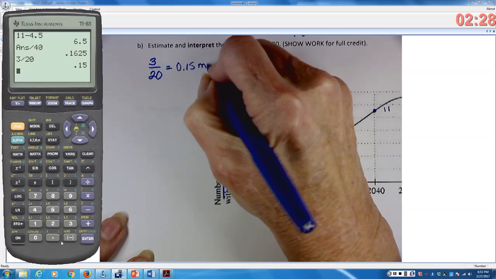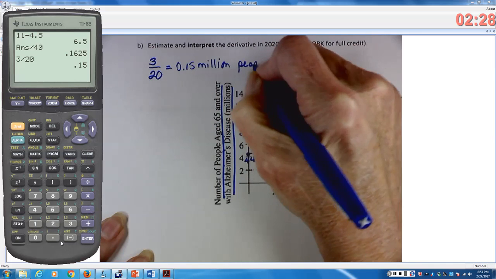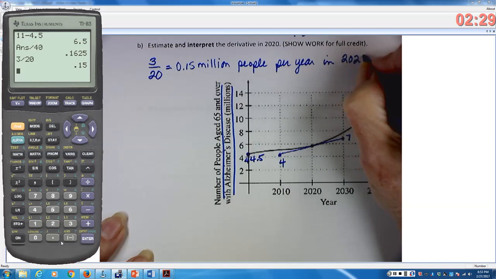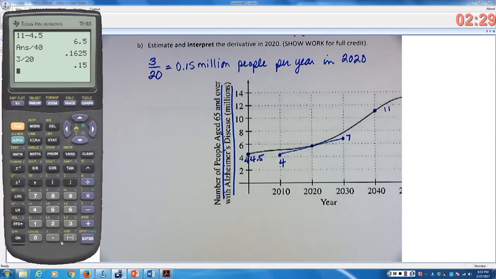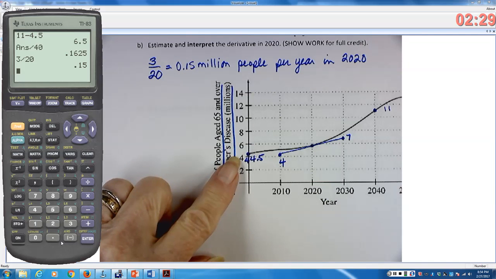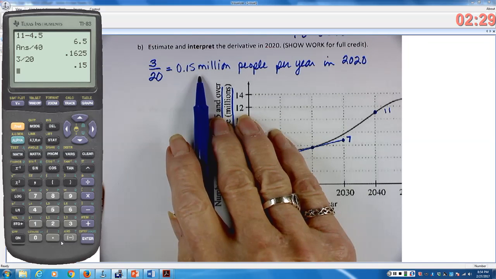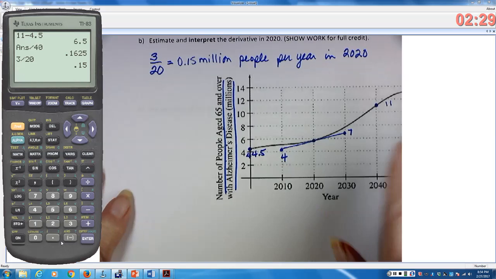And again, there was one on either the test or the practice test. Is there a different way to do that? Mm-mm. There's one either on the test or the practice test where that's what you had to do. And I tried to give you a better graph than the one on the practice test, because that one was hard to read. So this one was really a lot easier than you probably thought it was. Okay, so that means that here they're increasing by 0.15 million people per year in 2020. That's the projected change.